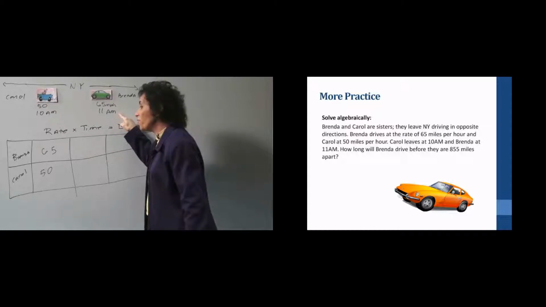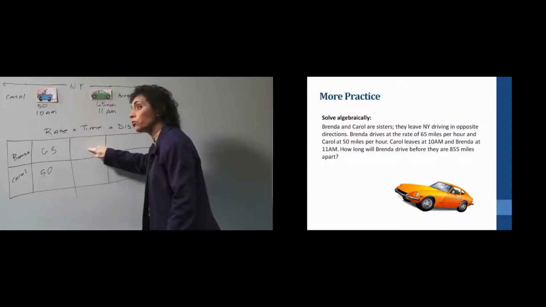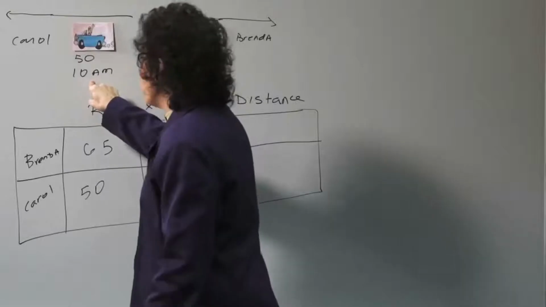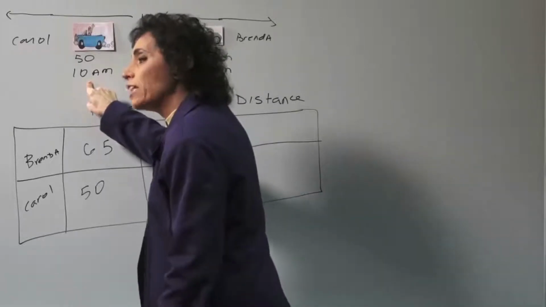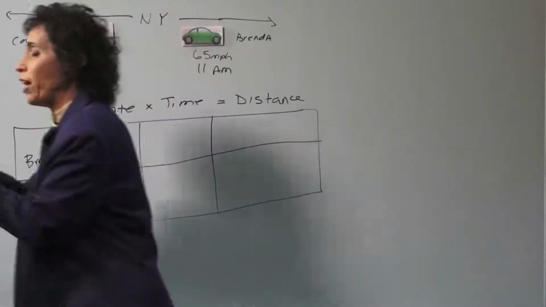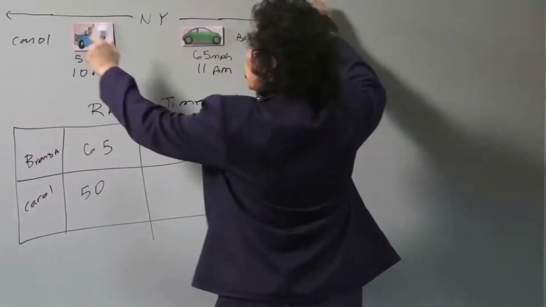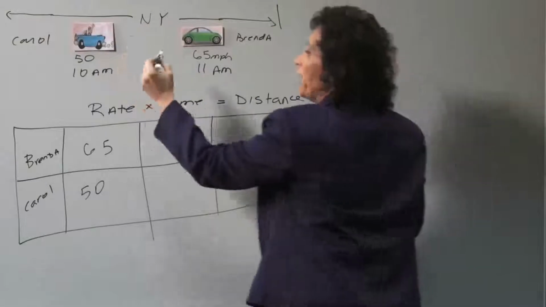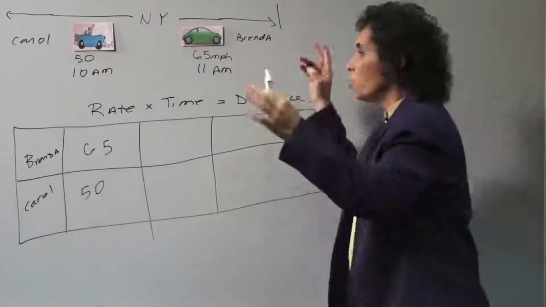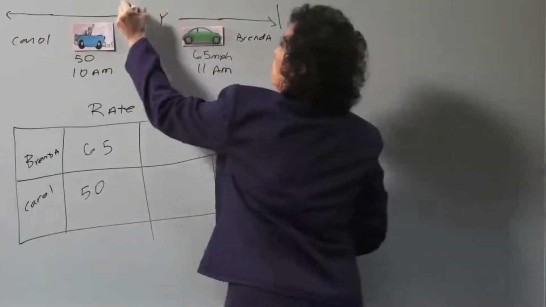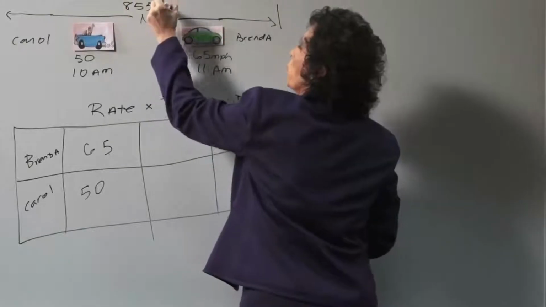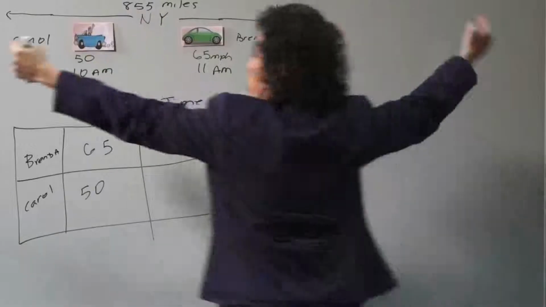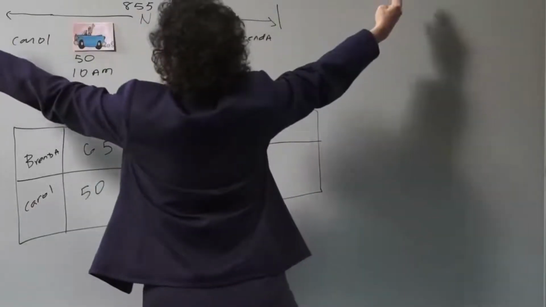Here's the deal. They leave at different times. They can't both be X. Okay, now here's what I know. I know that Carol is on the road for an hour longer. How do I know that? She left earlier. Because you want to know when they're 855 miles apart. So they're going to drive, and in the end, this total has got to be 855 miles. That's what you know. The total driven by both cars together is 855 miles. She goes this way, she goes that way, and in total they're going 855 miles.